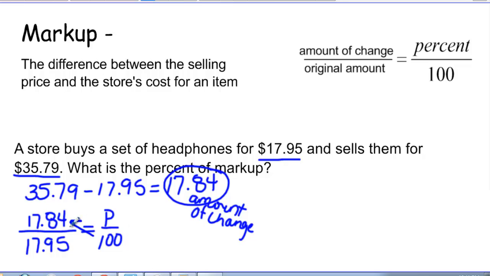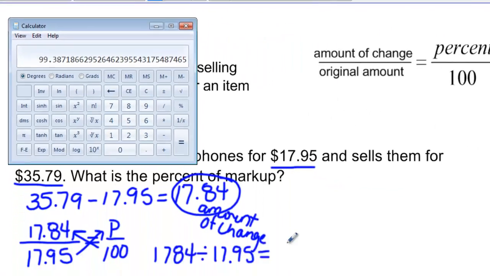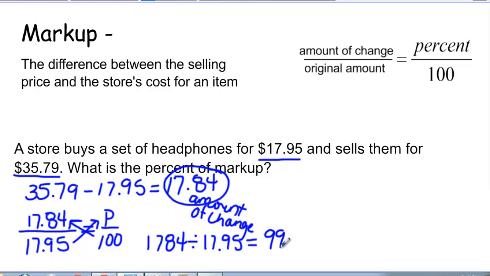So now, once again, I'm going to cross multiply. I will get 1,784. I'm going to divide that by 17.95. And you can see that that is just about equal to 99% if I round that to the nearest percent. So they have marked it up almost 100%, meaning they've almost doubled the price, which you can see. They paid $17.95, they added $17.84 onto the price, and so my markup is almost 100%, not quite. 100% markup would mean that they just exactly doubled the price.